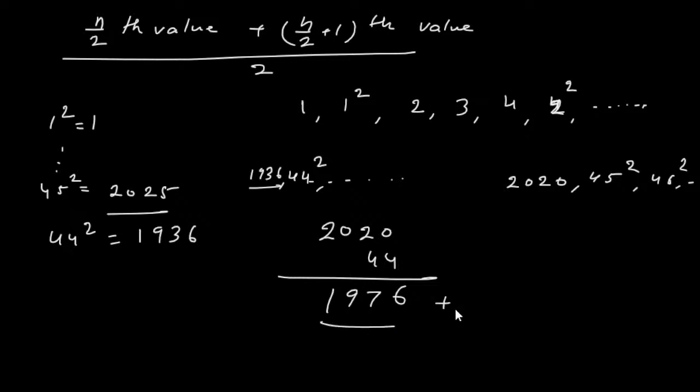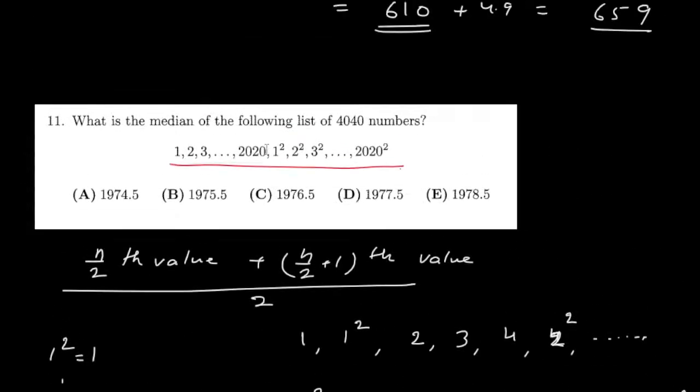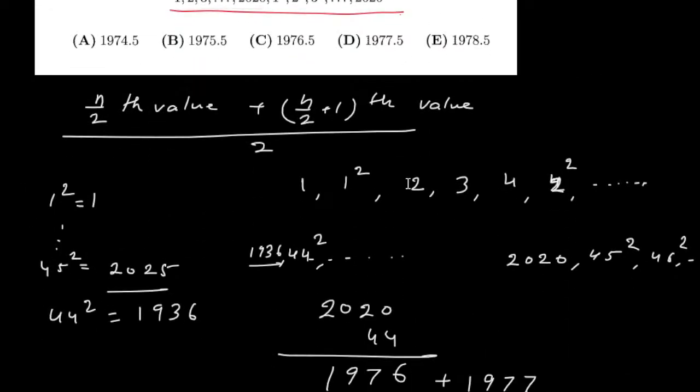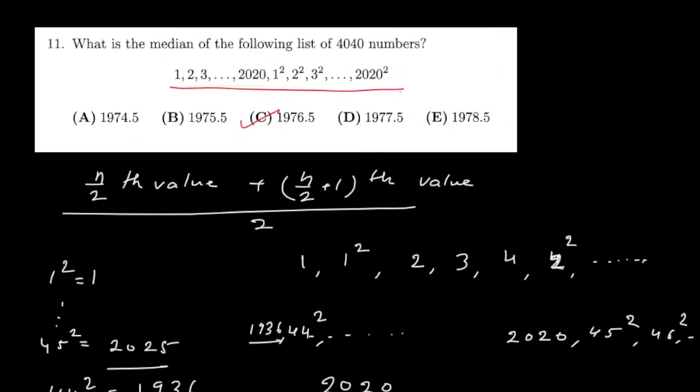The next number is going to be 1977, and I have to take the average of this. So 1976.5. So 1976.5 is our median. Okay, we have to arrange these numbers in ascending order. So problems are becoming really tough.